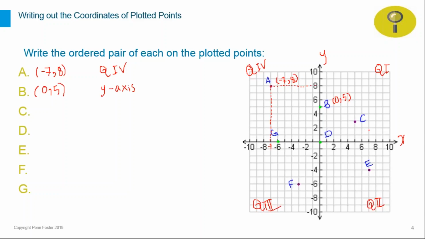Number C, do the same thing. If you go down and meet the x-axis, that will give you the x coordinate. So that is 5. So 5 would be the x coordinate. What about the y? The y is positive, and it is +3.